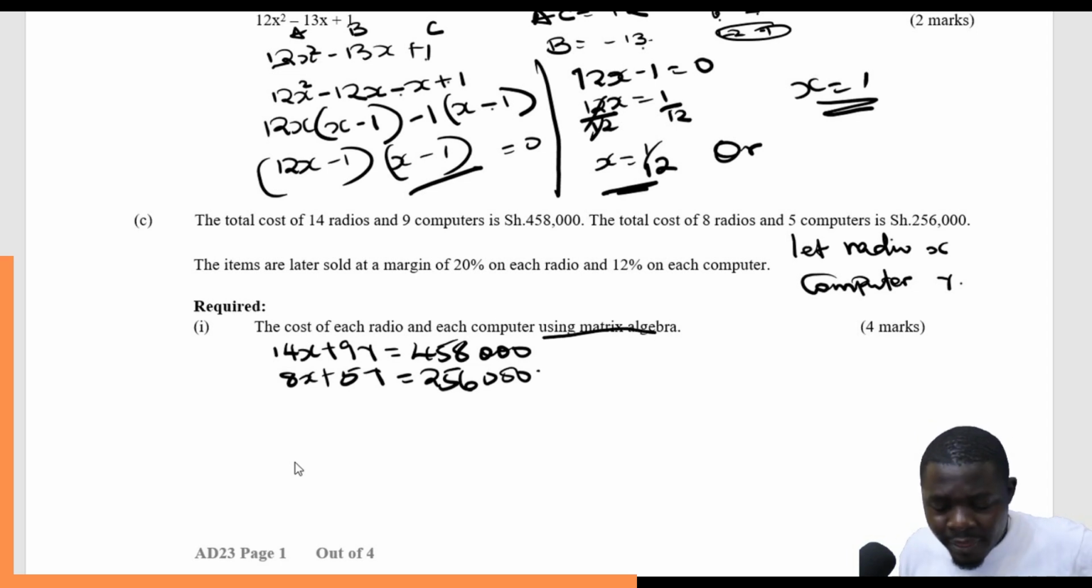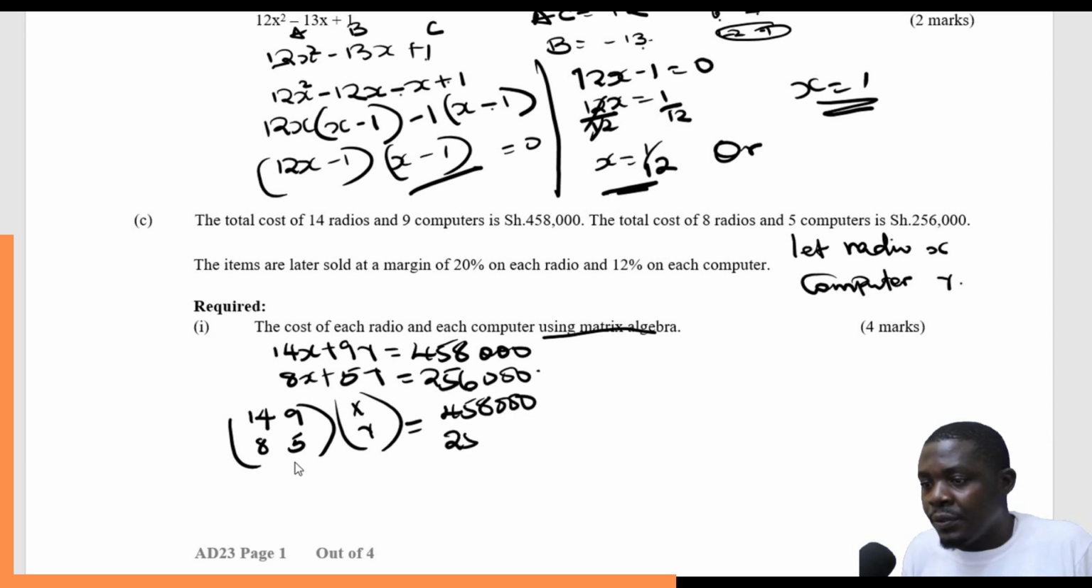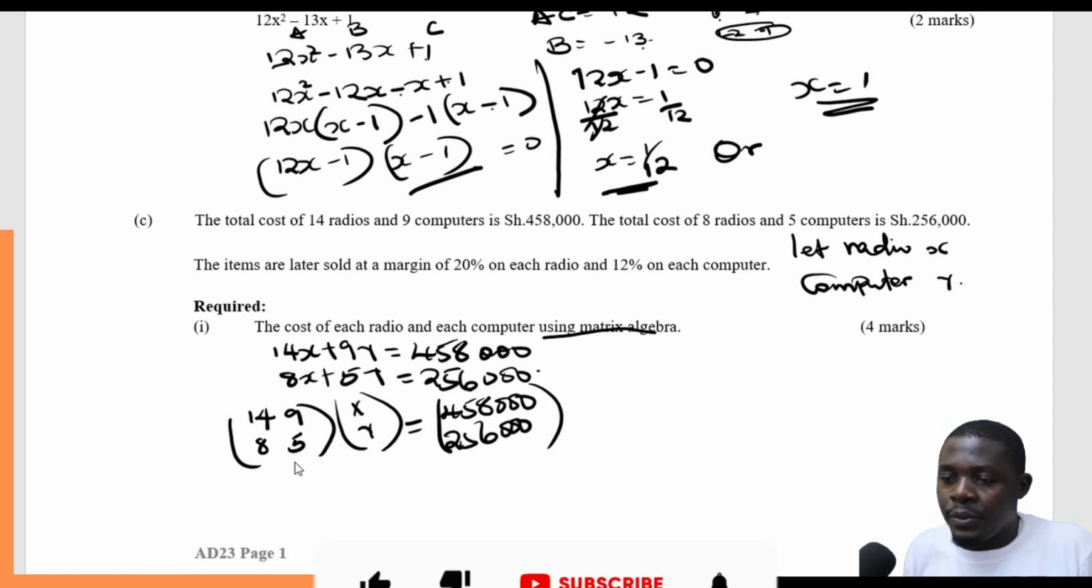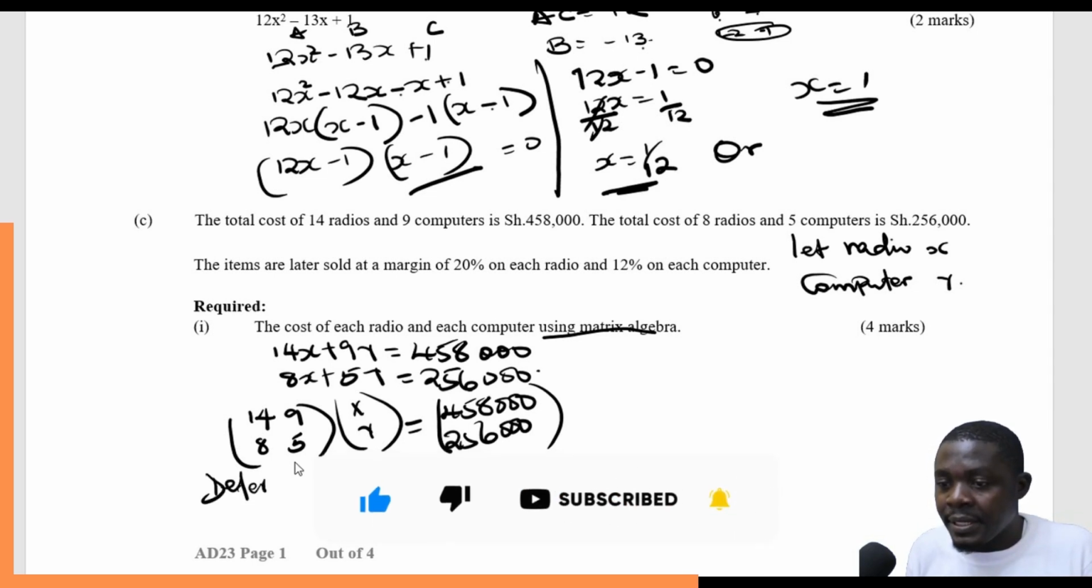Now I have to rewrite this question in matrix form: 14, 9, 8, 5, times x, y, is equal to 458,000 and 256,000. Also this one we put in a matrix. After that, what we need to determine next is what we call the determinant.